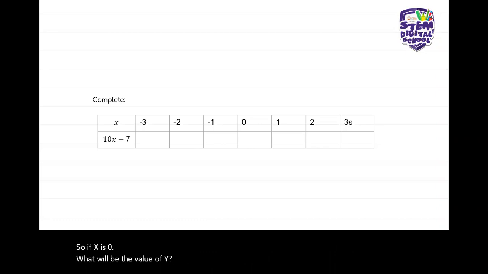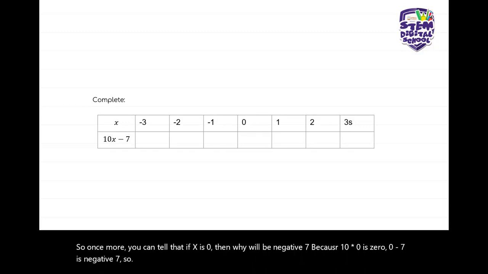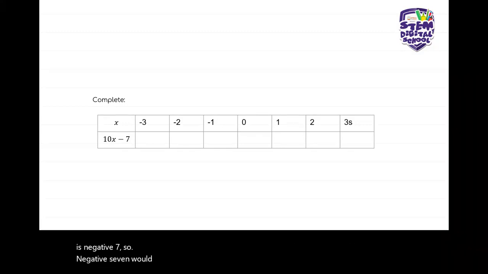So once more, you can tell that if x is 0, then y will be -7, because 10 times 0 is 0, and 0 minus 7 is -7. So -7 will be the final answer. And then just before the last one, you have 1 now. If you multiply 10 by 1, you get 10, and 10 minus 7 is 3. So 3 will be the answer corresponding to positive 1.